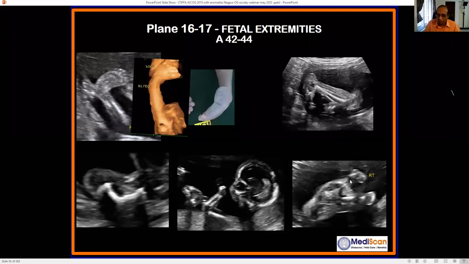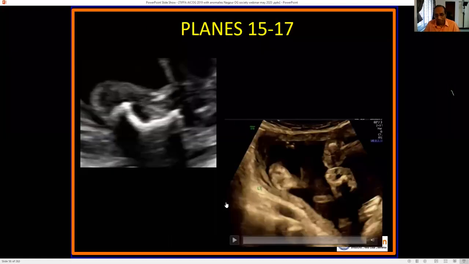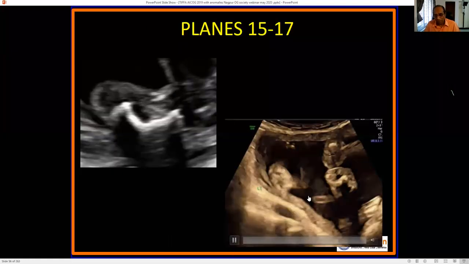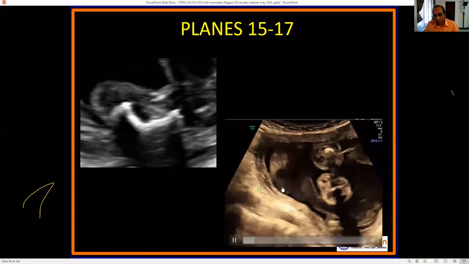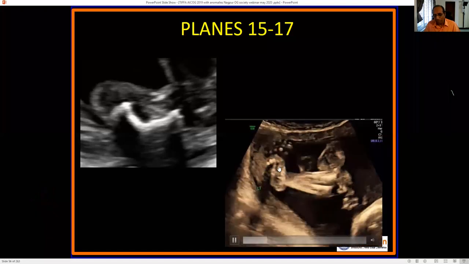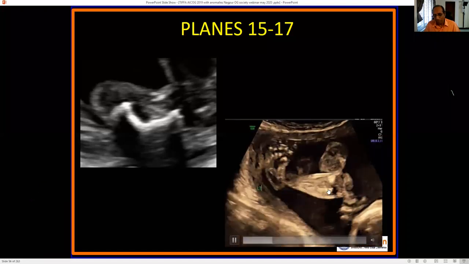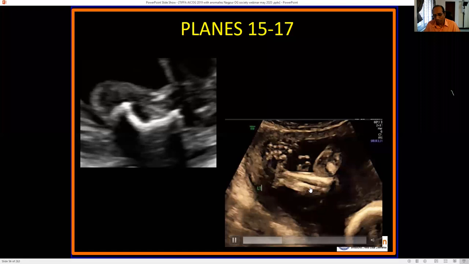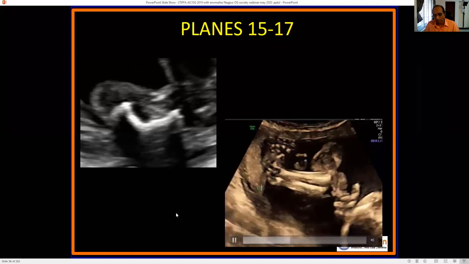Here in the foot, you can see an ectrodactyly. Right. Now, here again, you can see in real time the talipes, where we can see all the toes, and you can see tibia and fibula together. At the same time, all the toes are visible.